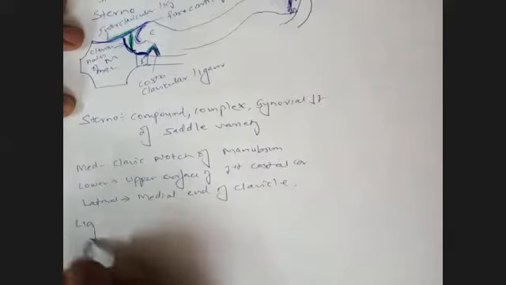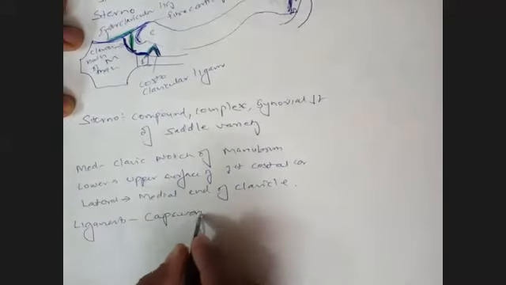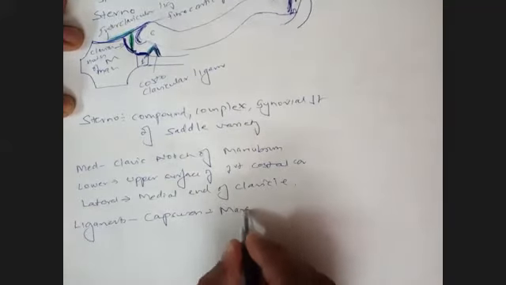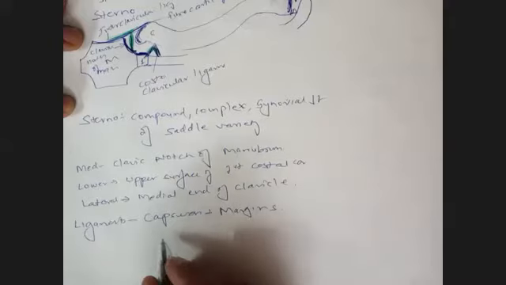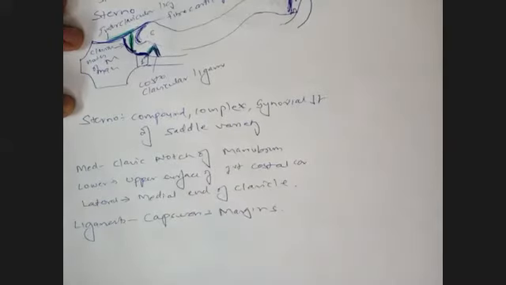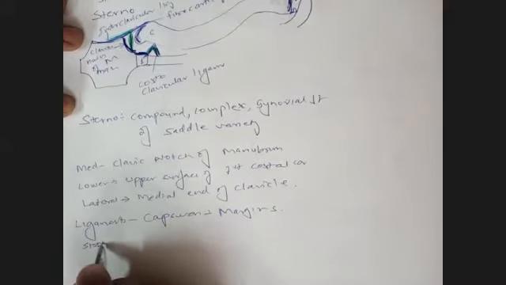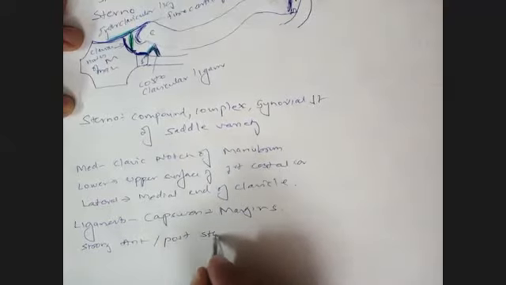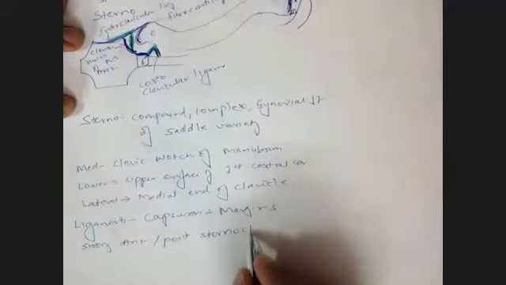What are the ligaments? In the ligaments, we always firstly talk about the capsular ligament. The capsular ligament is attached to the margins of the articular surfaces, the clavicular articular surface of the sternum and the first costal cartilage. It is strong anteriorly and posteriorly. And there are strong sternoclavicular ligaments, anterior and posterior.